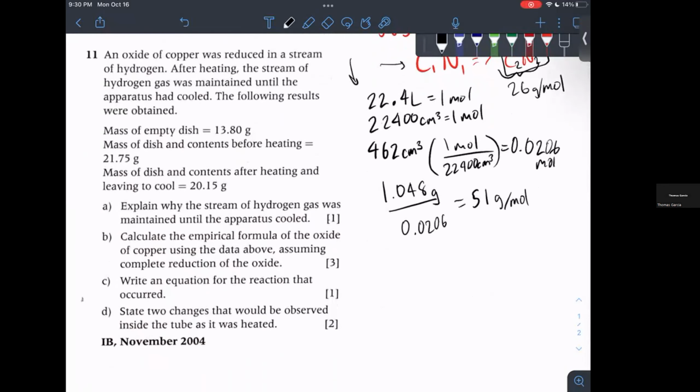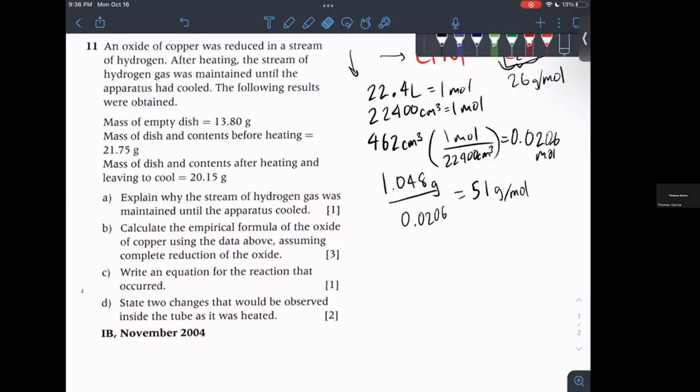Moving on to number 11, an oxide of copper was reduced in a stream of hydrogen. After heating, the stream of hydrogen gas was maintained until the apparatus had cooled. The following results were obtained: the mass of the empty dish, the mass of the dish and contents before heating, and the mass of dish and contents after heating and leaving to cool. Explain why the stream of hydrogen gas was maintained until the apparatus was cool.